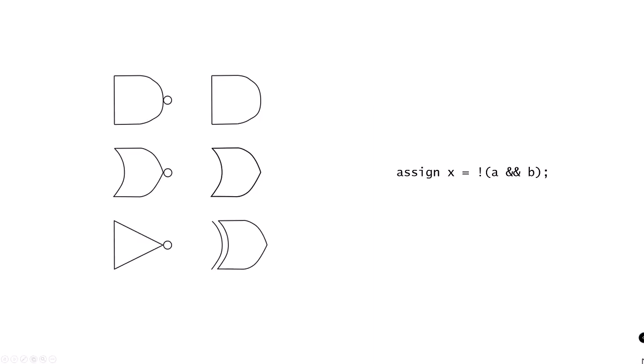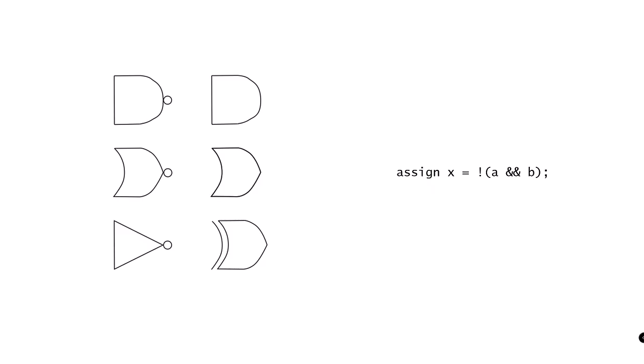We use both diagrams and text to work with logic circuits. On the left, we have some schematic symbols for logic gates. In the top row we have a NAND gate and an AND gate. The circle on the right-hand side of the NAND gate stands for inversion. NAND is the AND of the input signals followed by an inversion. In the middle row, we have a NOR gate and an OR gate. In the bottom row, we have an inverter and an exclusive OR gate.